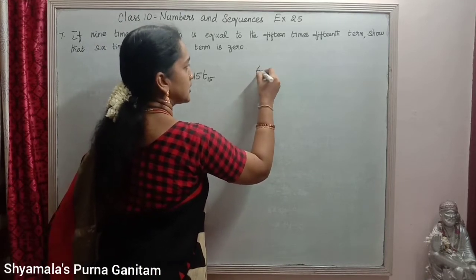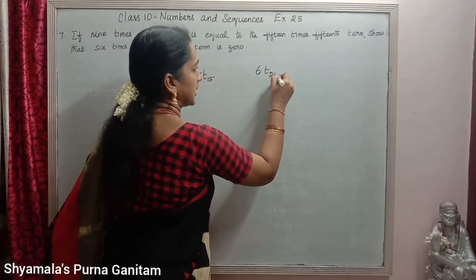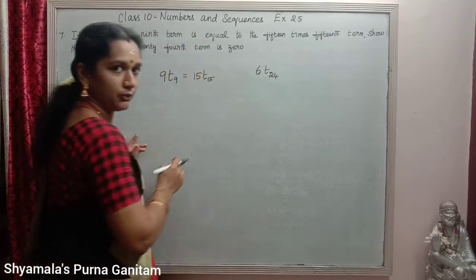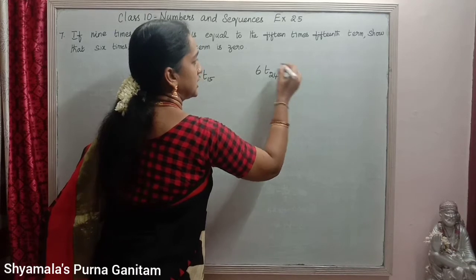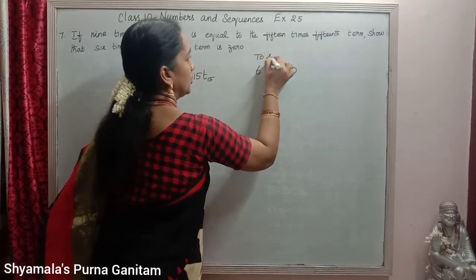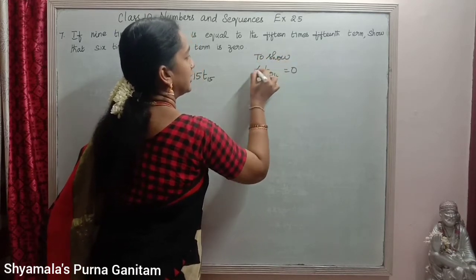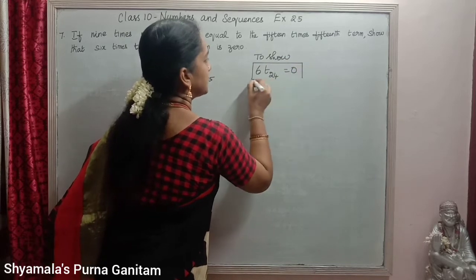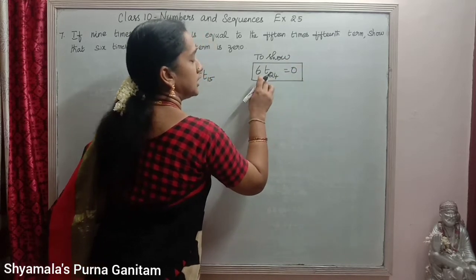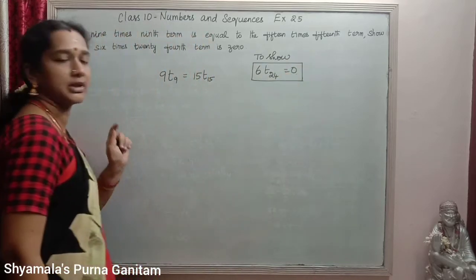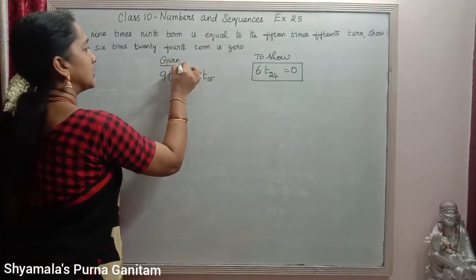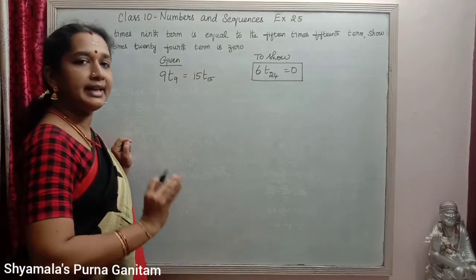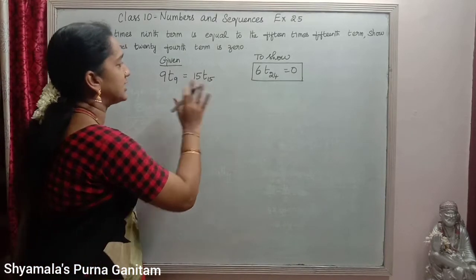Show that 6 times the 24th term, that is 6 into T24, is equal to 0. So we are asked to show that 6 times the 24th term is equal to 0. This is given. A, D and all are not given, only this much is given.